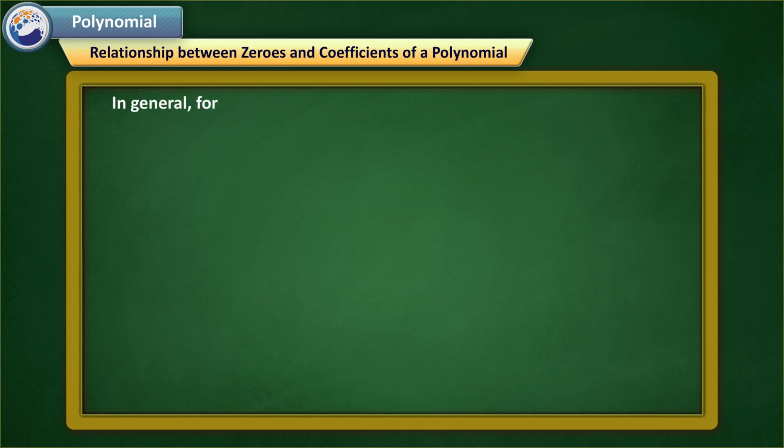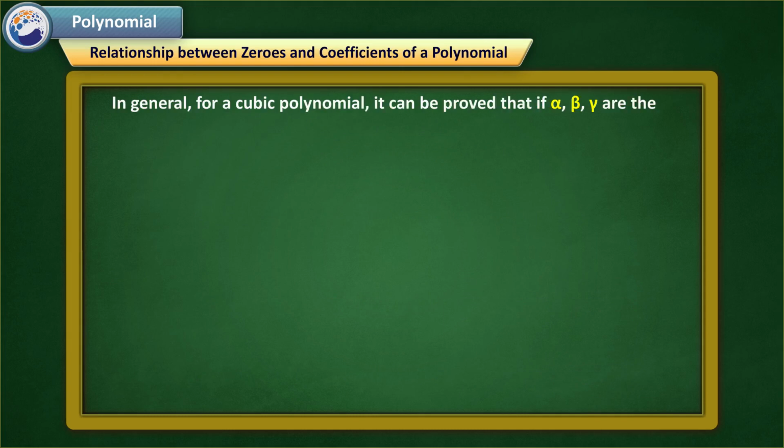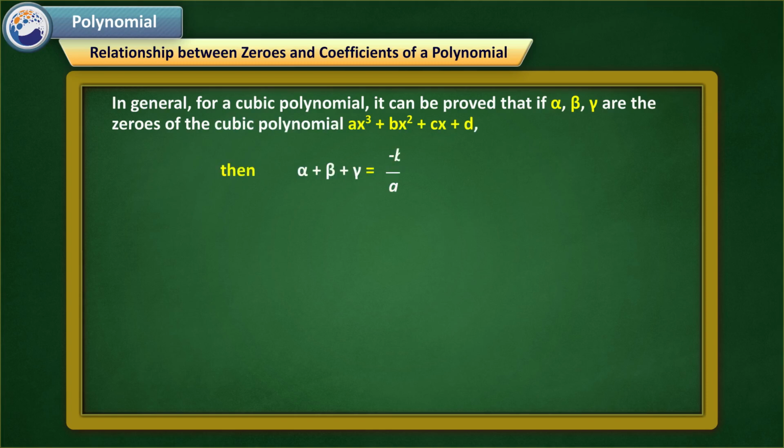In general, for a cubic polynomial, it can be proved that if alpha, beta, gamma are the zeros of the cubic polynomial ax cubed plus bx squared plus cx plus d, then alpha plus beta plus gamma is equal to minus b by a, alpha beta plus beta gamma plus gamma alpha is equal to c upon a, alpha beta gamma is equal to minus d by a.